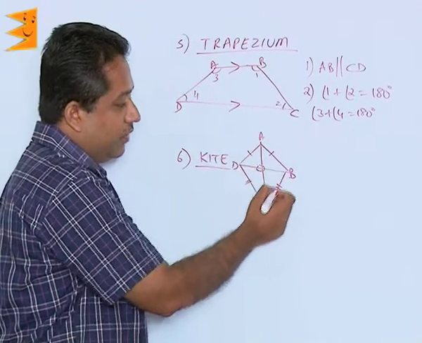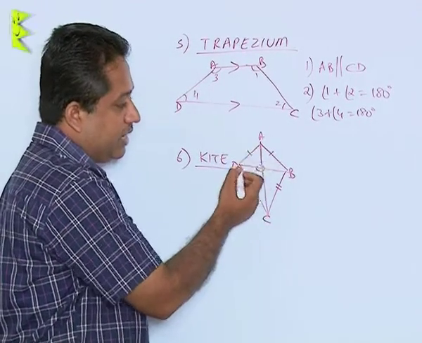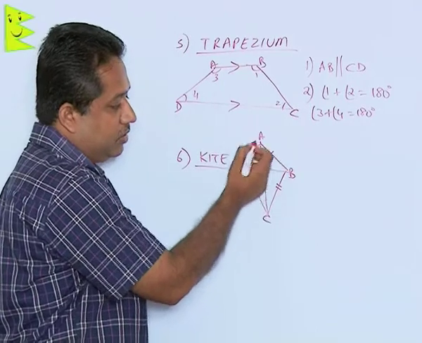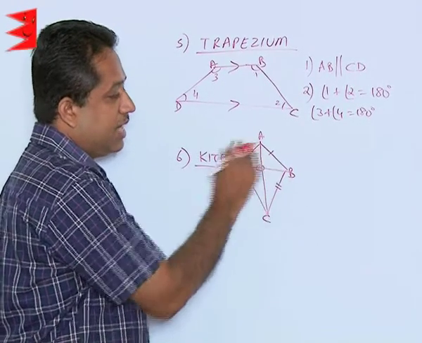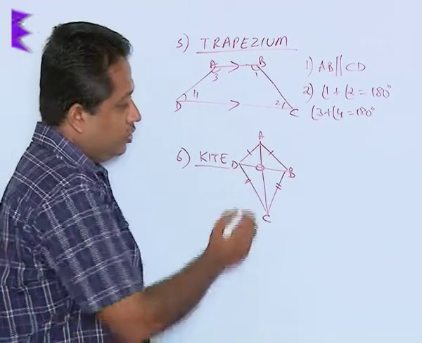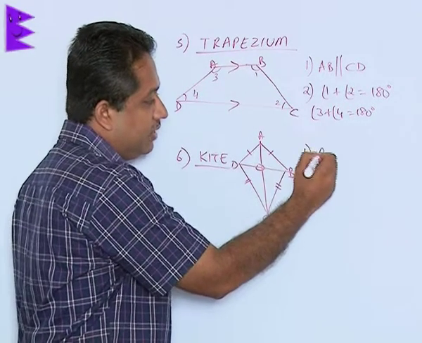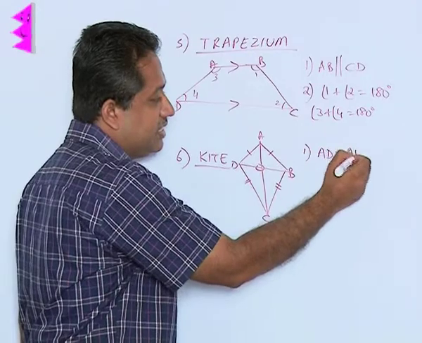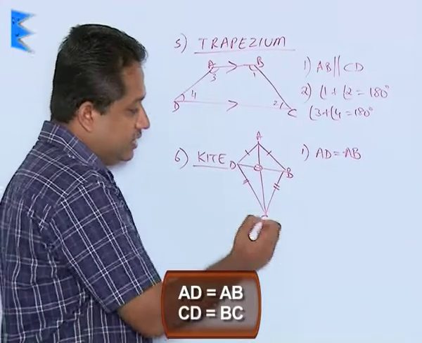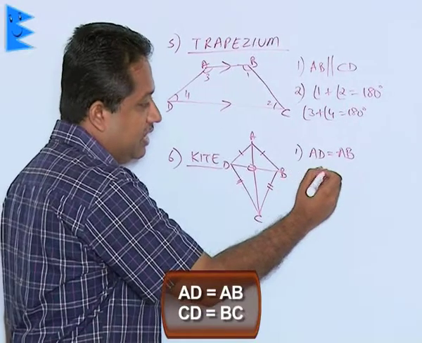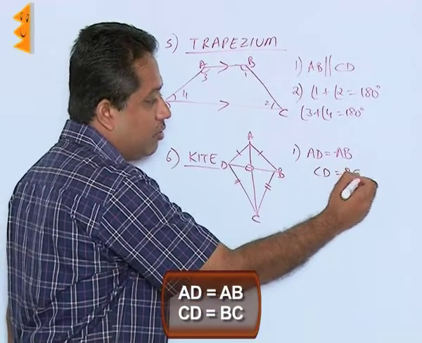Look at the figure of a kite. You find that AD and AB are equal, but the tail of the kite is longer as compared to the top portion. So, here we have the two upper adjacent sides, AD and AB, equal to each other, and the adjacent sides here, CD and BC, equal to each other.